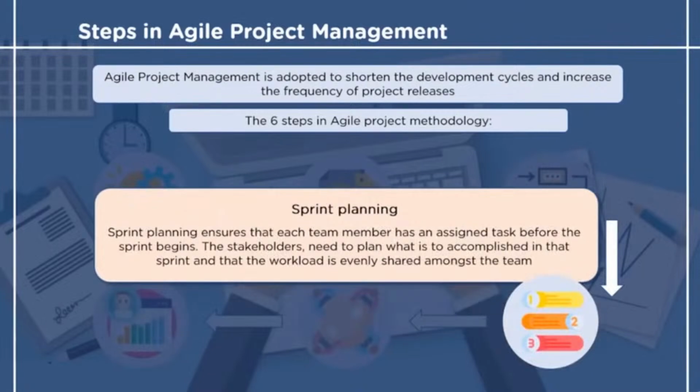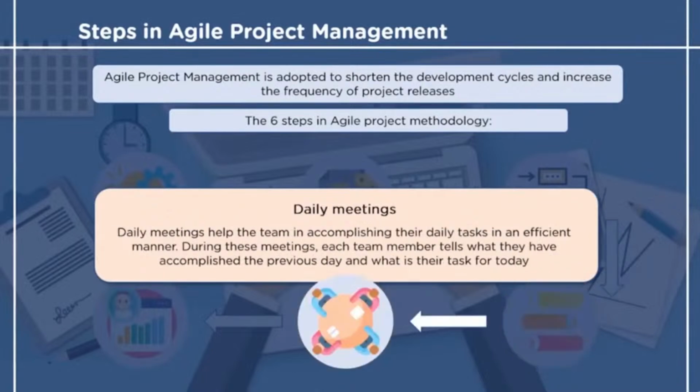The fourth step in Agile project management is sprint planning. The sprints are made keeping in mind what all is to be accomplished in that particular step. At the beginning of each sprint, the goal of that sprint is decided and steps to achieve that goal are taken. The next step in the process emphasizes daily meetings.